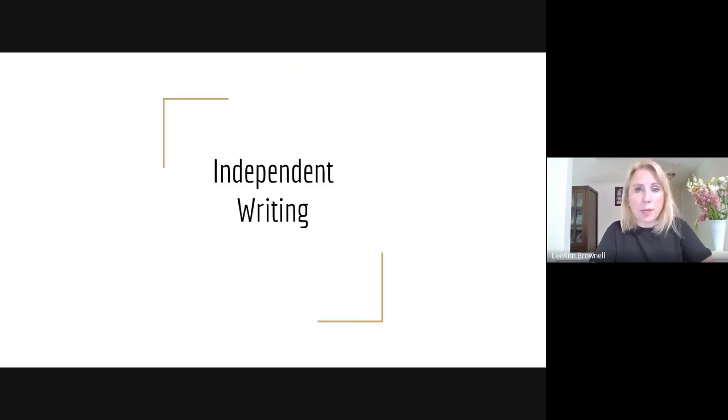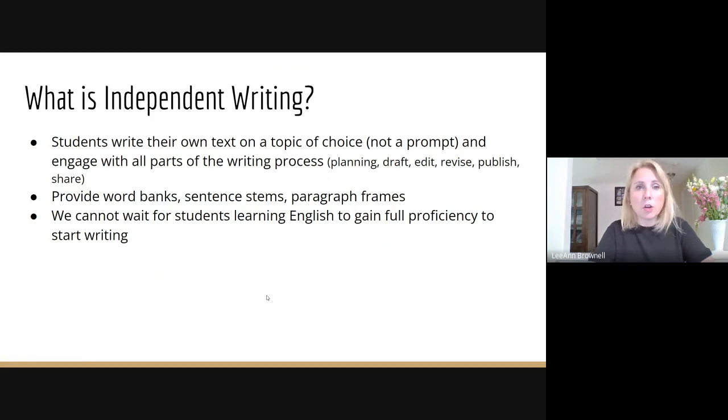So what does independent writing look like? This is when students have the opportunity to write on their own on a topic of their choice, so not even necessarily a prompt. And then they're going to be working through every part of the writing process. They're going to plan, generating their own ideas, working with graphic organizers. They're going to write a draft. They're going to go through the edit and revision pages.